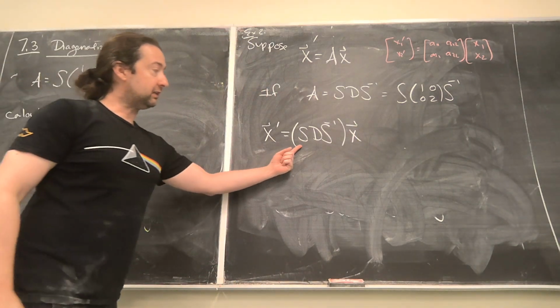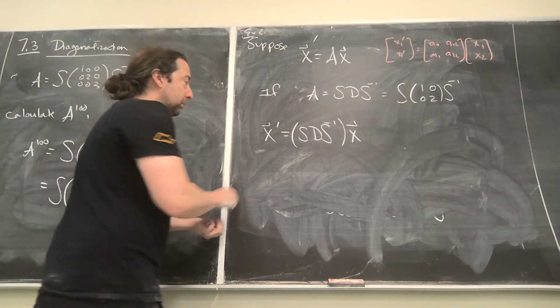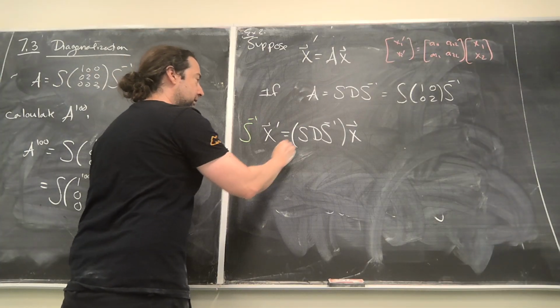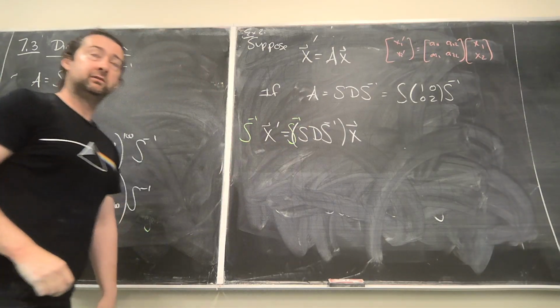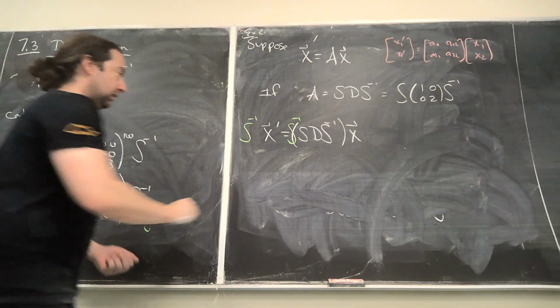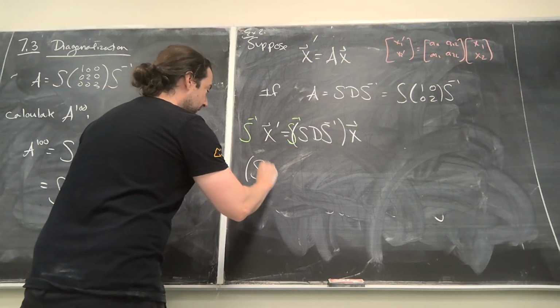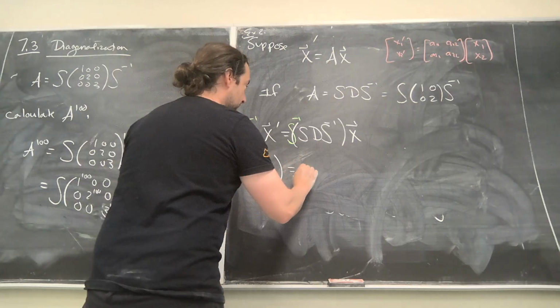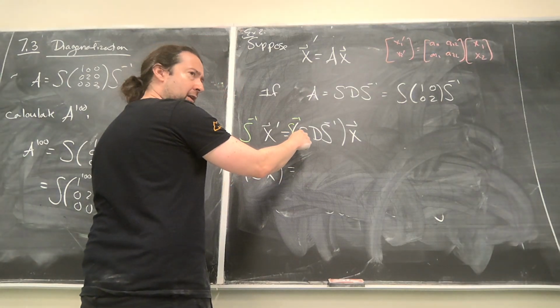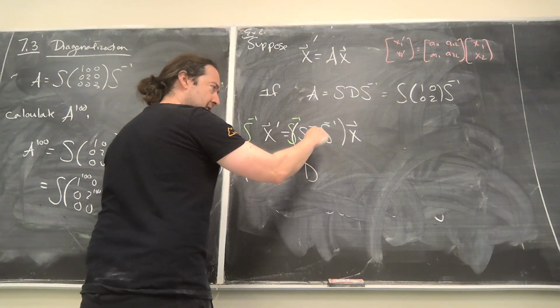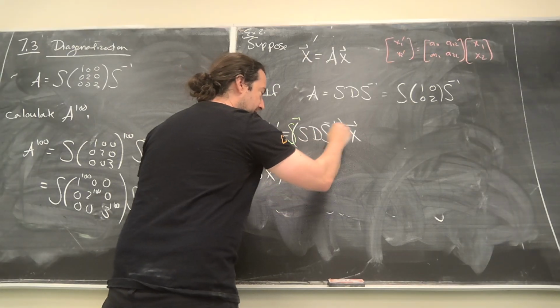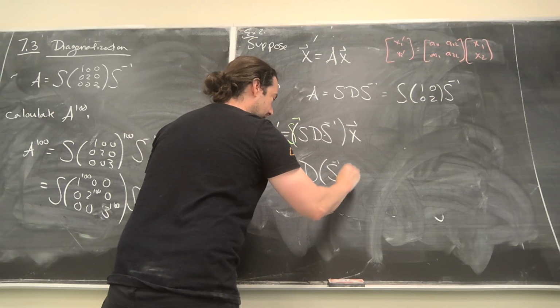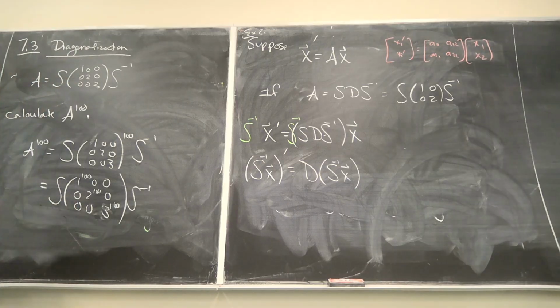Now, if you pull the S inverse to the other side by multiplying both sides on the left by S inverse, you end up with S inverse x is equal to, well, S inverse times S is the identity matrix. Then you get the matrix D, and then I can collect these together as S inverse x. That looks an awful lot like a U substitution waiting to happen.